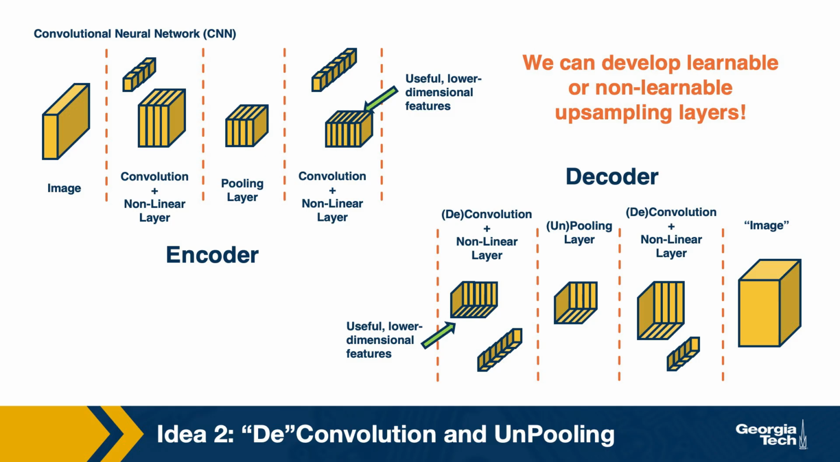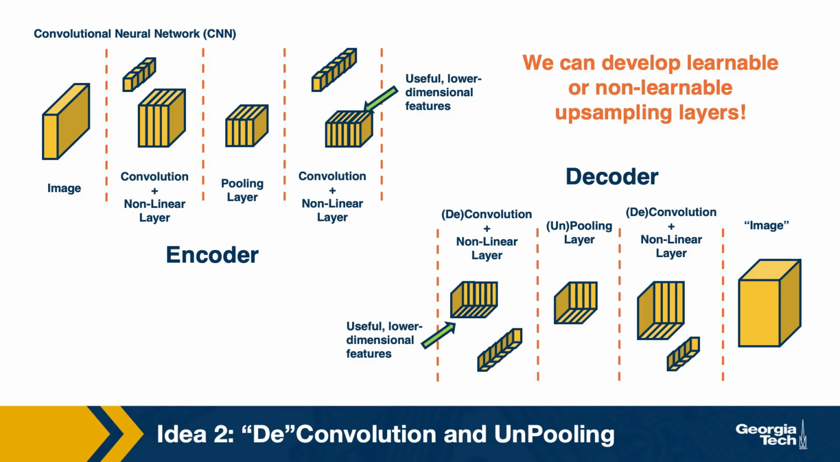Instead, we can try a different idea. Here, we might think about how can we devise layers that actually perform upsampling rather than downsampling. By that I mean, traditionally, when we looked at the convolution and max pooling layers, these resulted in smaller images at the output.